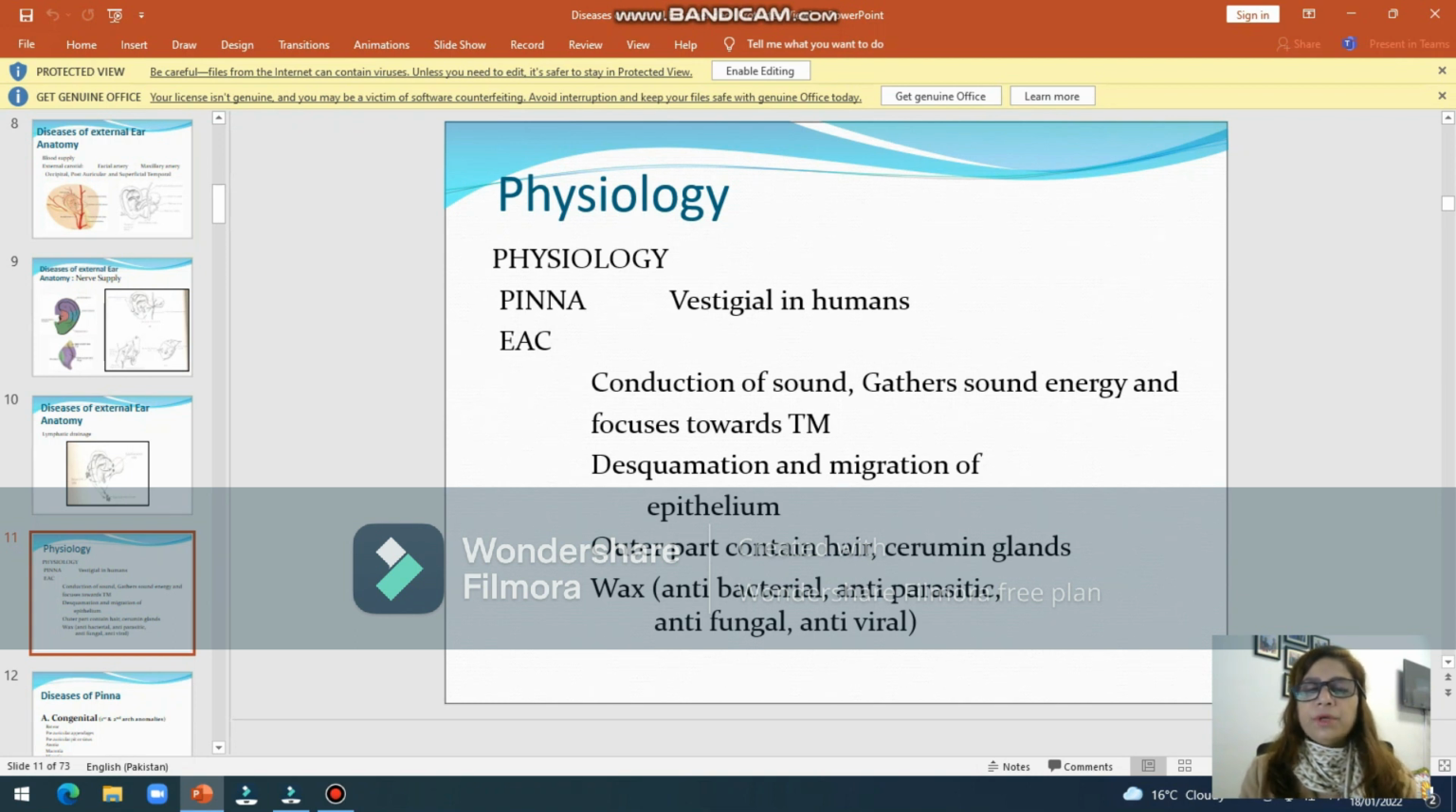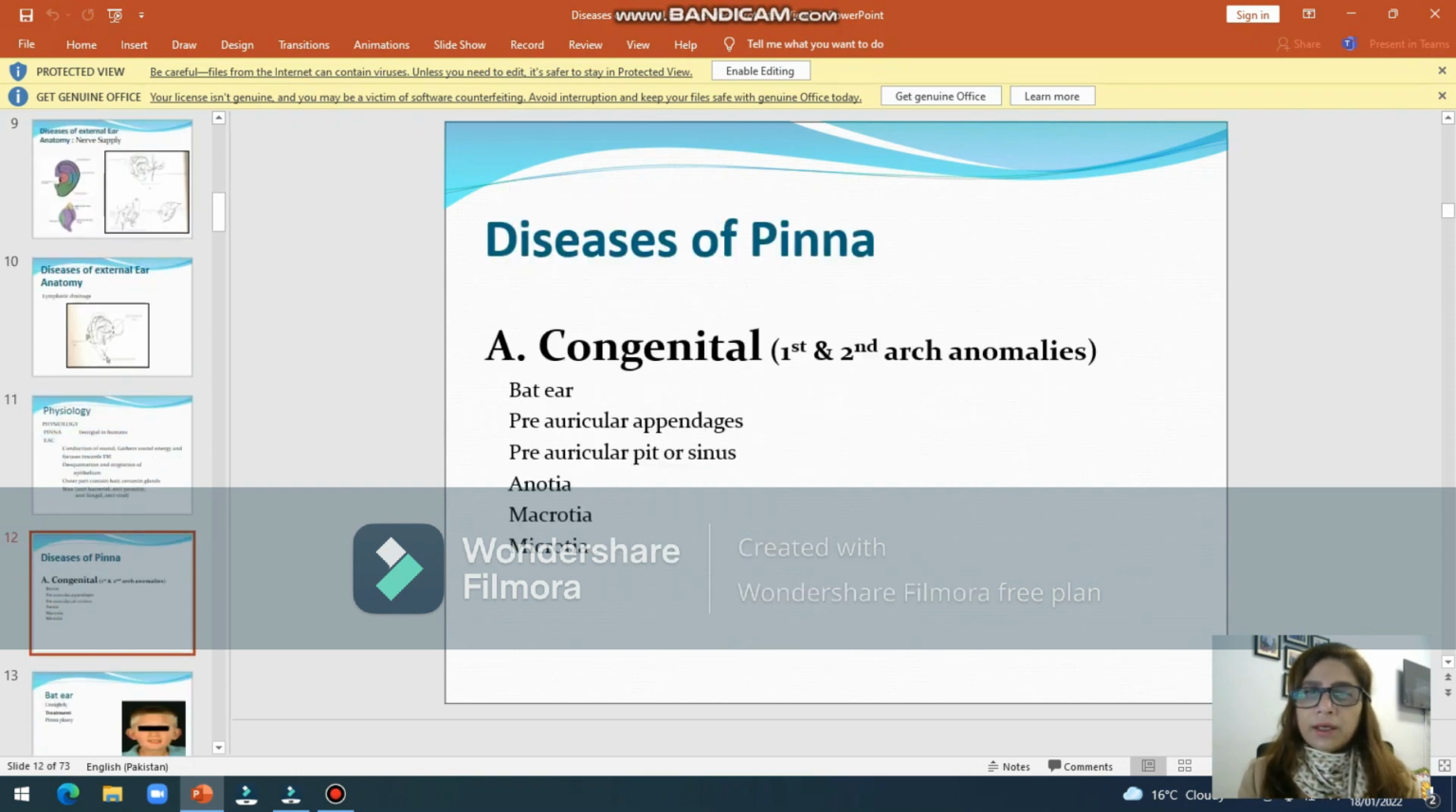Wax also has antibacterial, antiparasitic, antifungal and antiviral characteristics. The outer part contains hair, so any problem of the hair, usually a boil, appears in the outer one third of the external auditory canal.